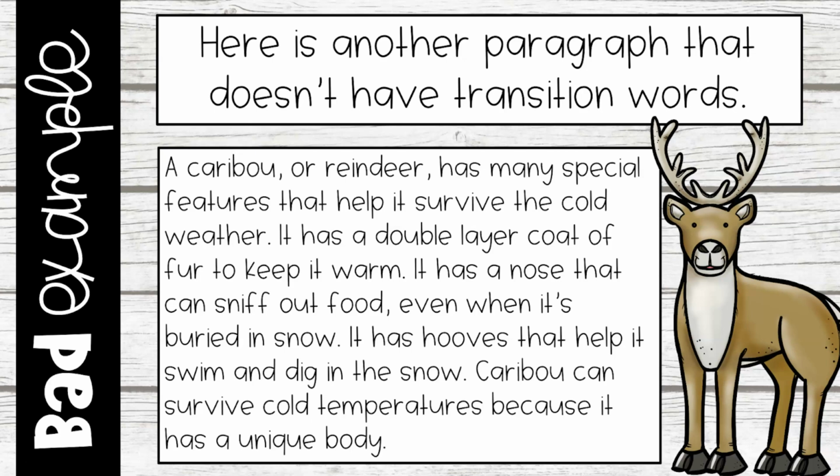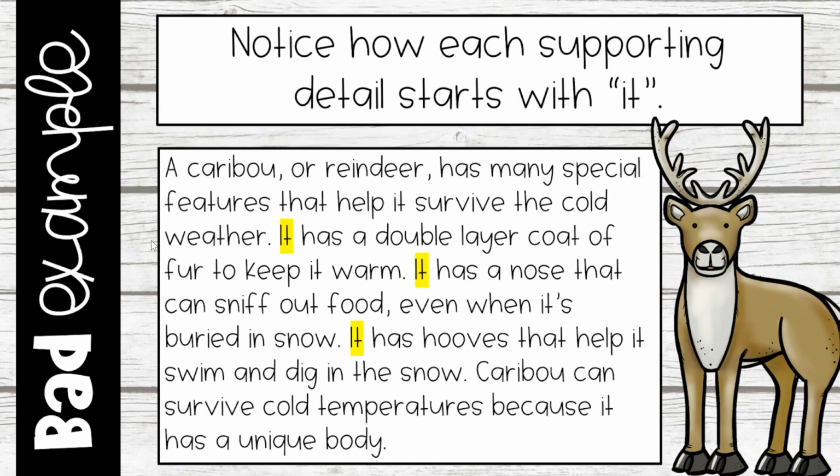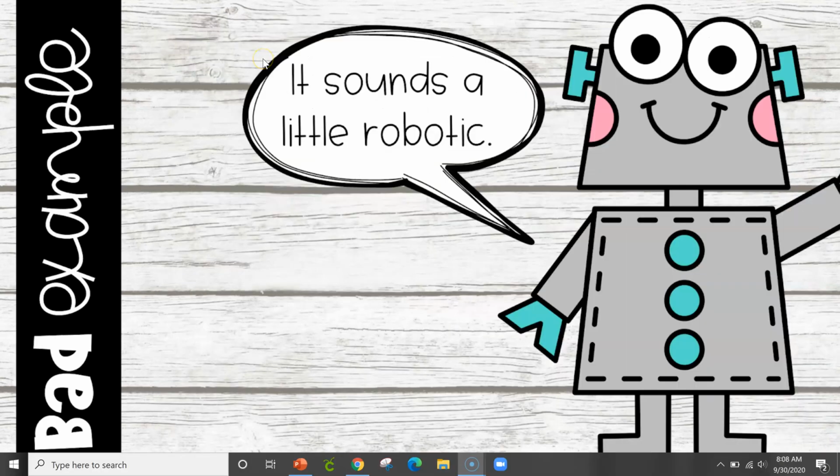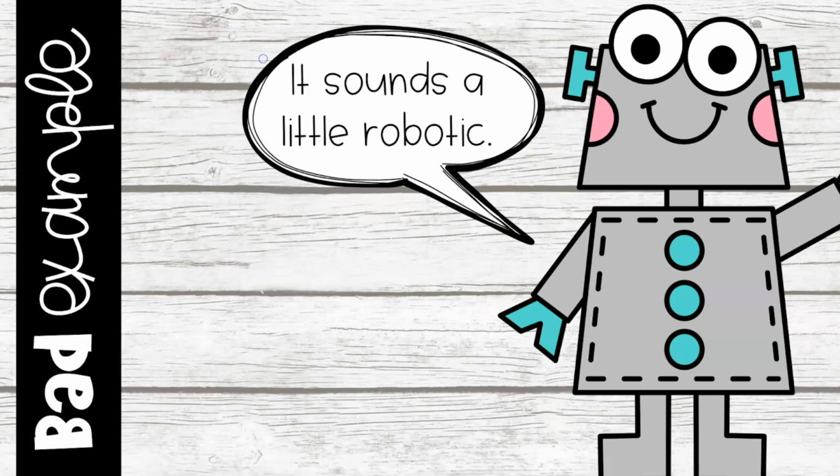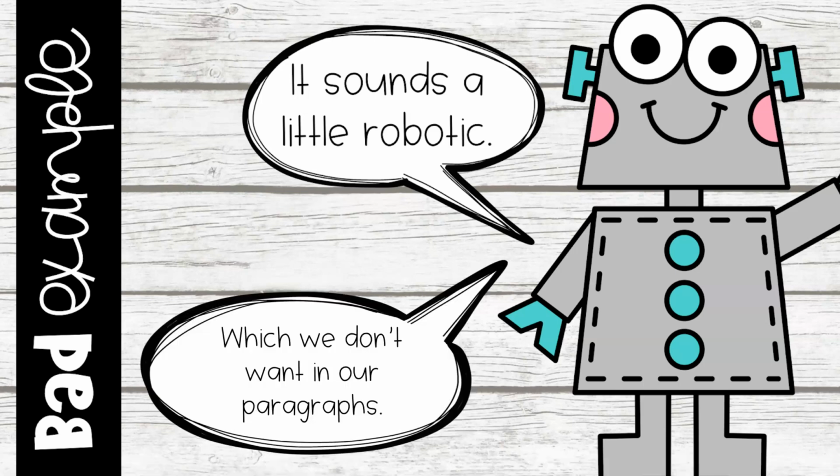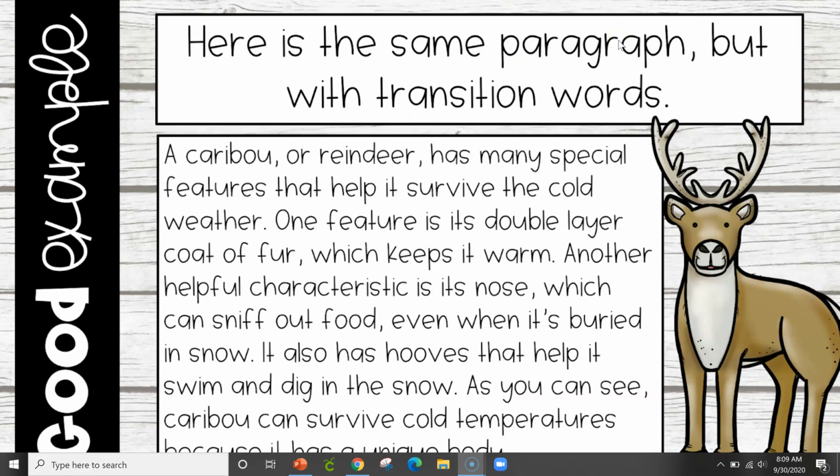Sounds really choppy. Why does this paragraph sound really choppy? Well, notice that each supporting detail starts with the word it. So, all in all, this paragraph sounds a little robotic, which we don't want our paragraphs to sound like. Let's take a look at how we can make this paragraph better without sounding robotic and using transition words to help that. Here we go. Here is the same paragraph but with transition words.